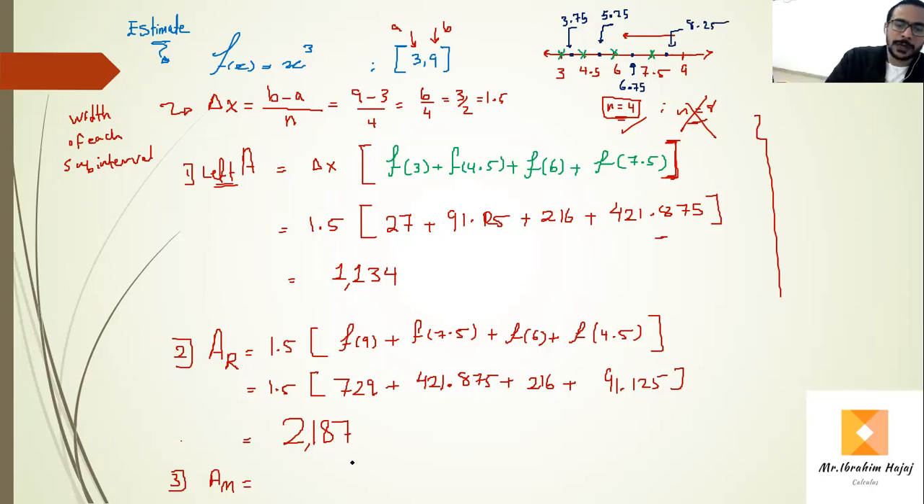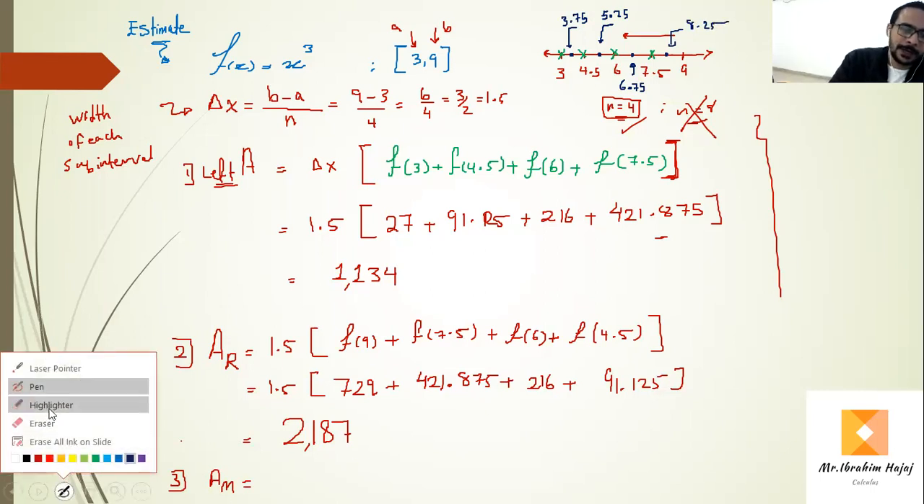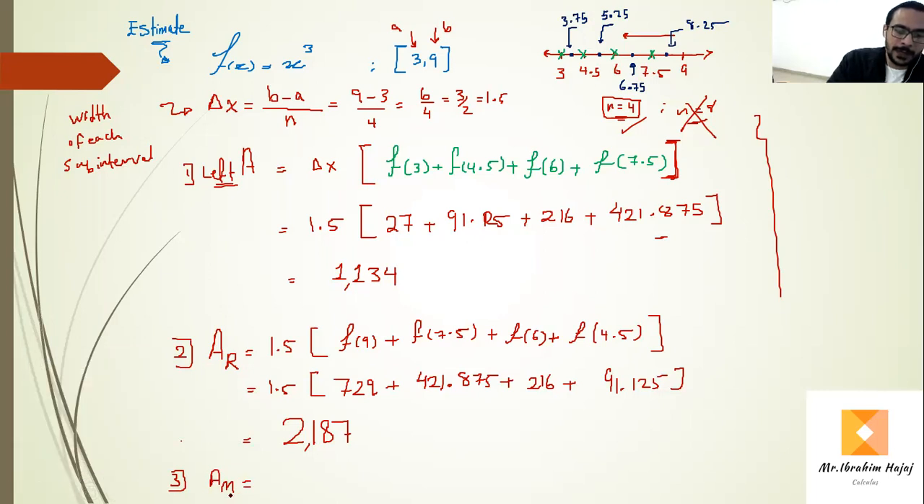Now the area using the midpoints: 1.5 is the width. You know the area of a rectangle is length by width. The width here is constant, 1.5, the distance between 3 and 4.5 or between any two consecutive points. And the height is changeable. The height is the value of f of 9 or f of 7.5.